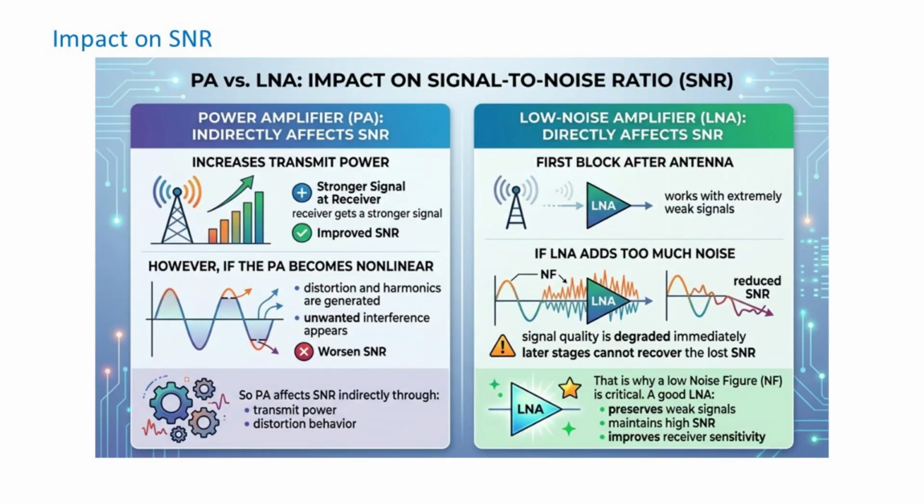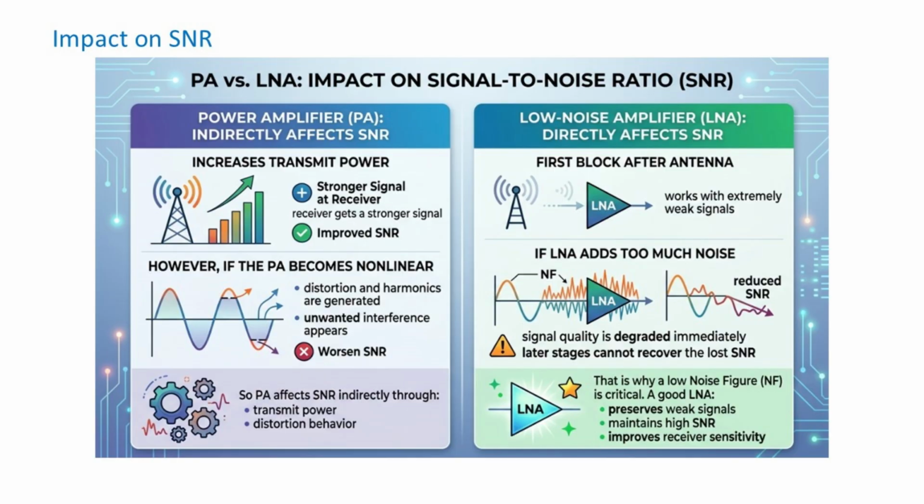Finally, the impact on SNR is different for PA and LNA. The PA affects SNR indirectly. By increasing transmit power, it can improve the received signal strength, which may increase SNR. However, if the PA operates non-linearly, it generates distortion, harmonics, and unwanted interference, which can degrade signal quality and reduce SNR. So, its effect on SNR comes from both transmit power and distortion behavior.